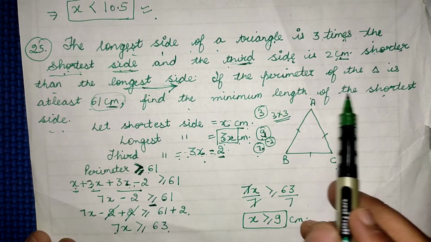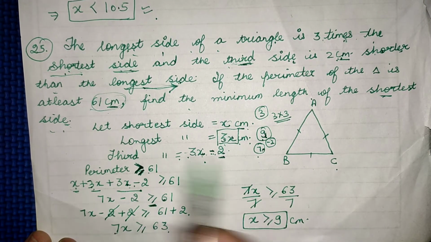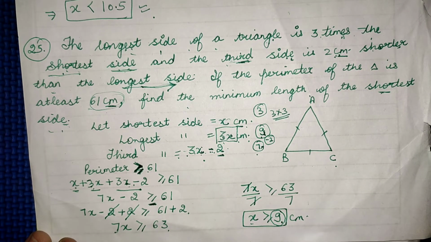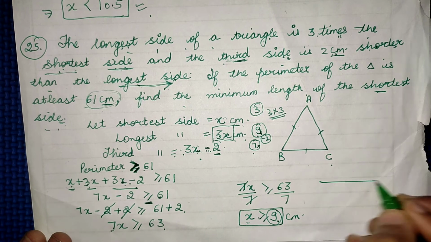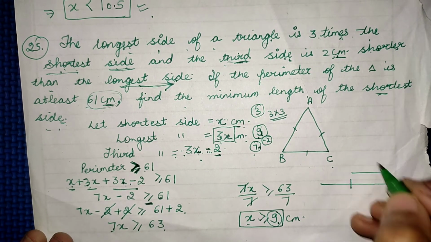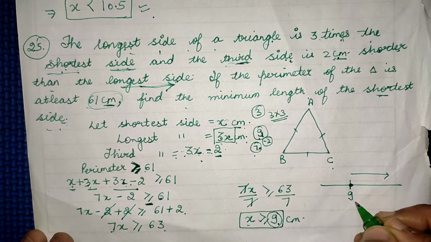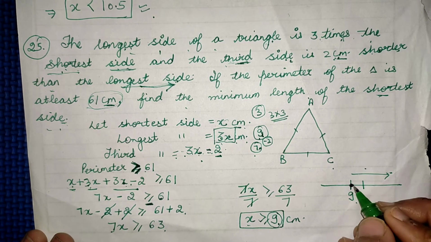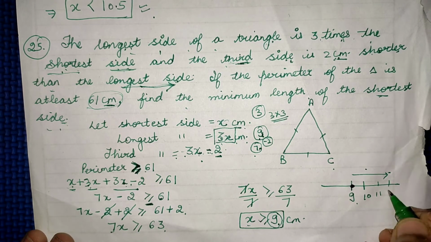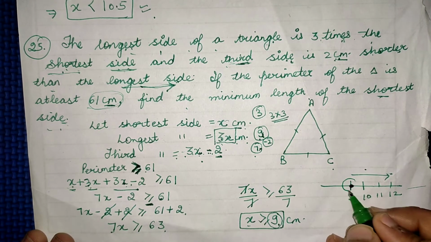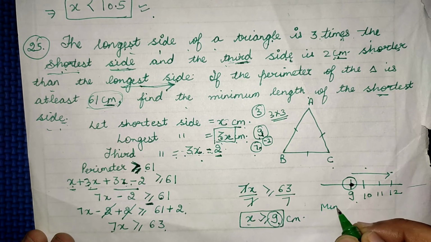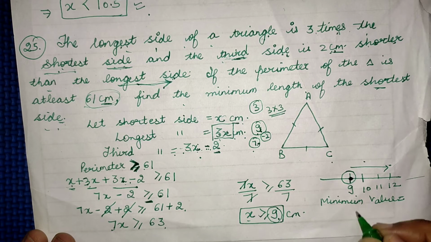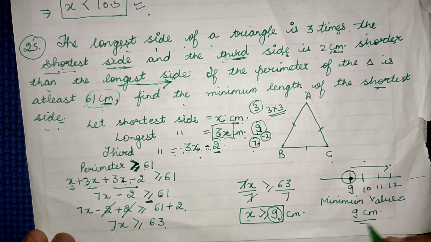So we have to find the minimum length of the shortest side, and our shortest side is 9. So the minimum length should be 9, because our answer is saying that x should be greater than or equal to 9, meaning it can be 9, it can be 10, it can be 11, it can be 12 and so on. So the minimum value of this shortest side will be 9 centimeter.